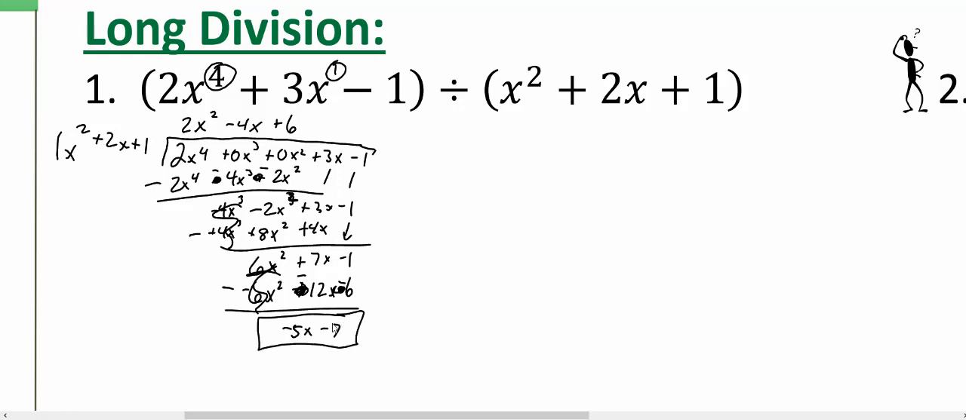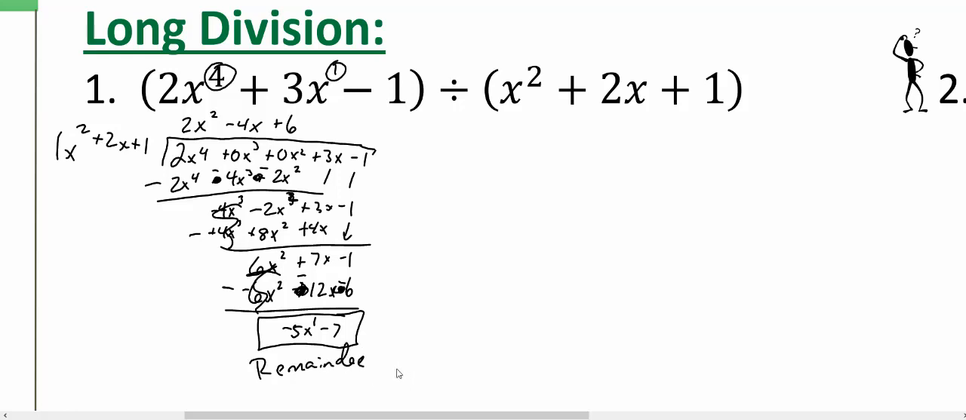This right here, I am done, because this is a degree of 1 and that's a degree of 2. When the degree is less than the divisor, we're done. This is what we call the remainder.